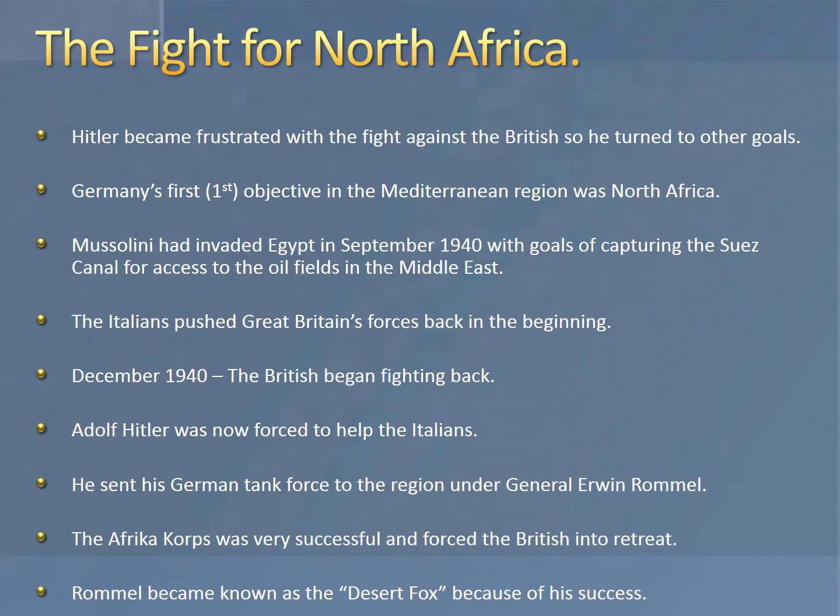This Africa Corps was very successful, and they forced the British into retreat. Thanks to Rommel and the Africa Corps with these tanks, the Germans are able to push the British back a little bit. Rommel becomes known as the Desert Fox because of his success. He's very sneaky. He's got a lot of military tactics. So that's his nickname, the Desert Fox.